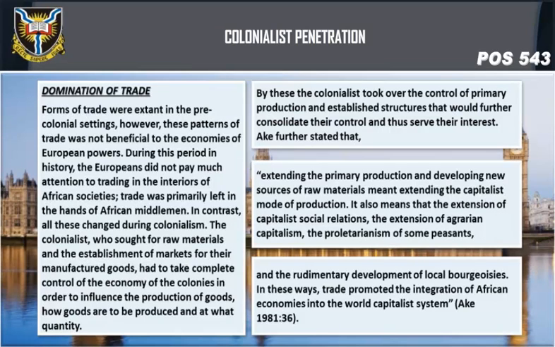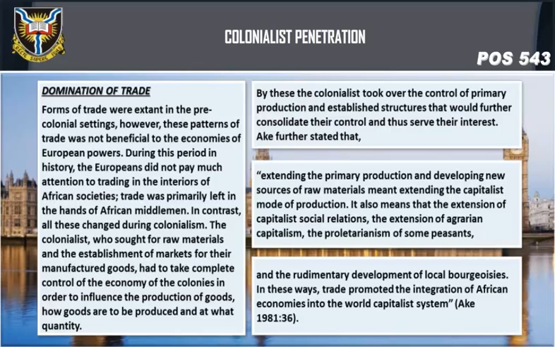Domination of trade. Forms of trade were extant in the pre-colonial settings. However, these patterns of trade were not beneficial to the economies of European powers. During this period in history, the Europeans did not pay much attention to trading in the interiors of African societies. Trade was primarily left in the hands of African middlemen. In contrast, all this changed during colonialism.